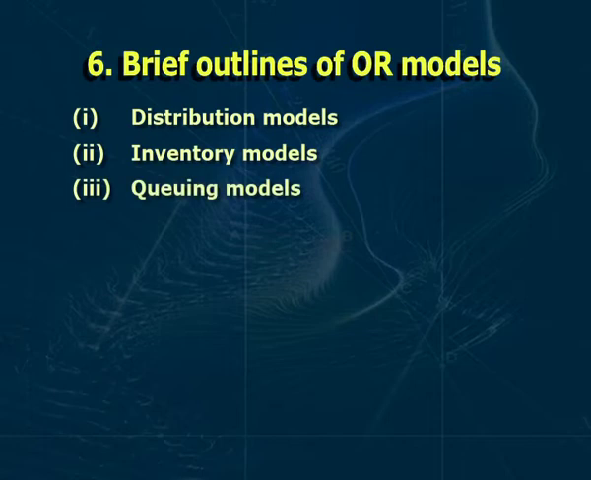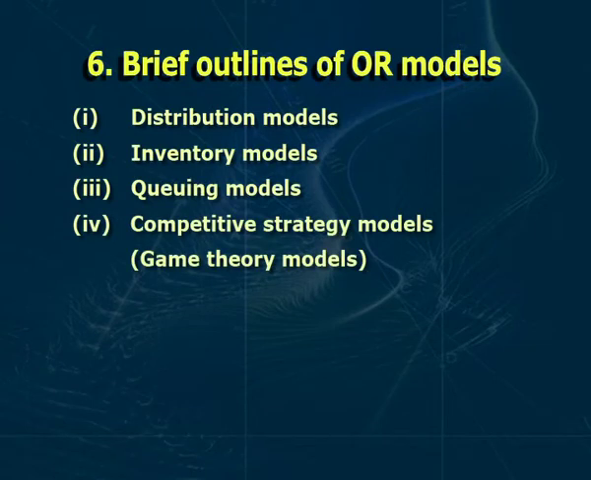Number 3. Queuing models. The problems related to a queue of customers at a service counter or vehicles coming for service at a service station, etc. Such models are used. Points like average time spent in a queue, average service time, and traffic intensity are concerned in these models. Number 4. Competitive strategy models or game theory models. These models are used to determine the strategy of a decision maker under competition or conflict.